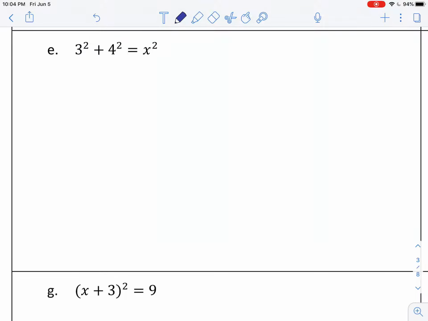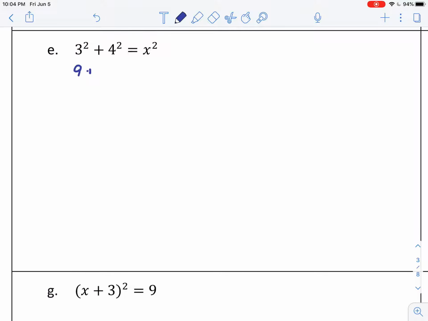Part E of the solving by square roots notes is the one that previews the Pythagorean theorem from geometry. So I have something squared plus something squared equals a third thing squared. It's just that two of those somethings are regular numbers. So I'm going to go ahead and square those and simplify this.